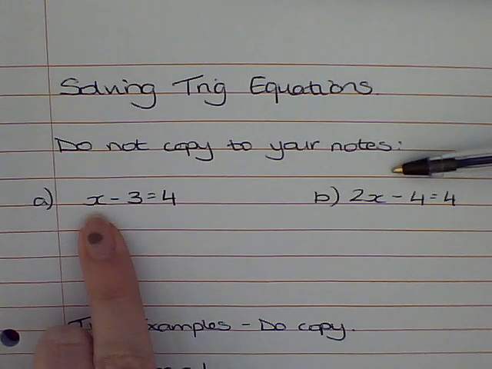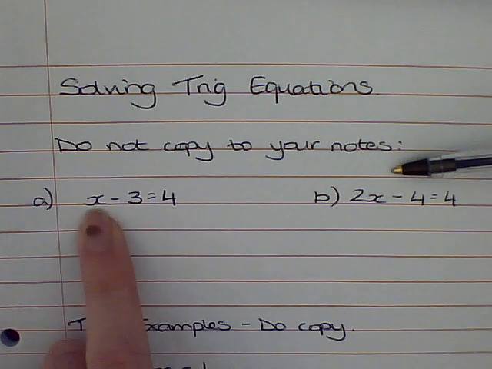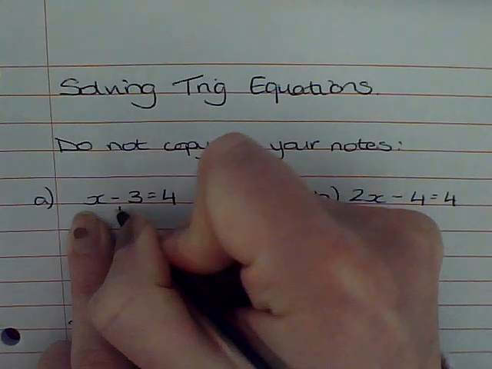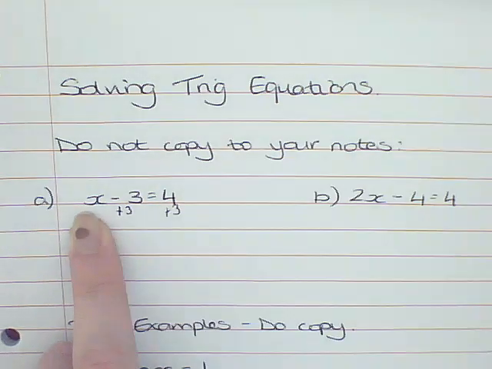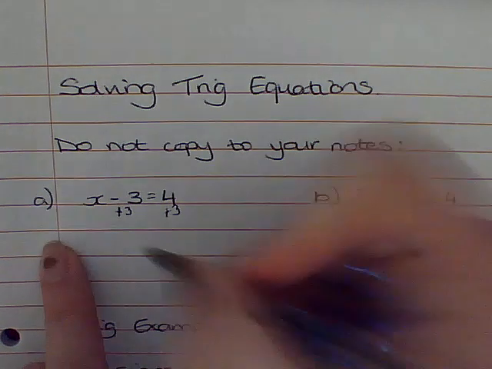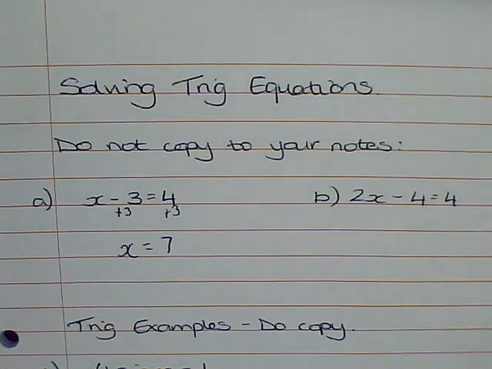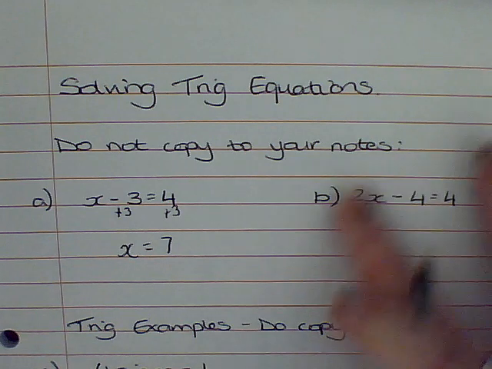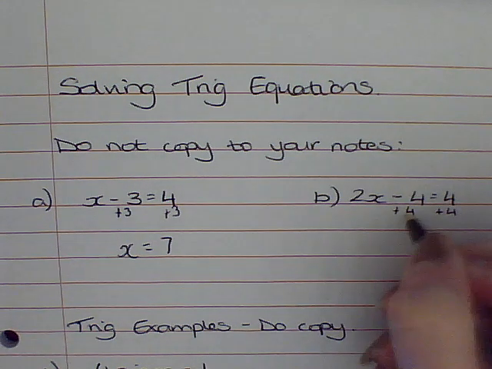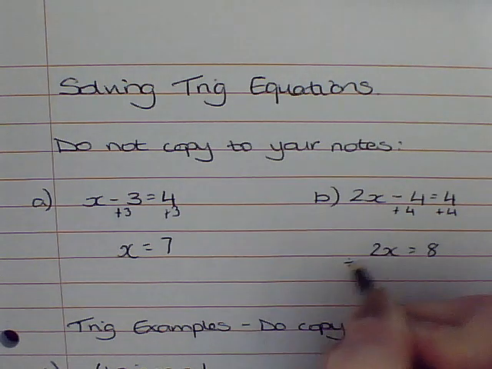So if I was to solve this linear equation here, x minus 3 equals 4, I would take that minus 3 over to the other side by doing the opposite of that negative. I would add. So we get x equals 7. I am hoping you remember doing that, and for this one here I would add my 4 first to both sides because that's the opposite of negative, and then I would divide by 2.